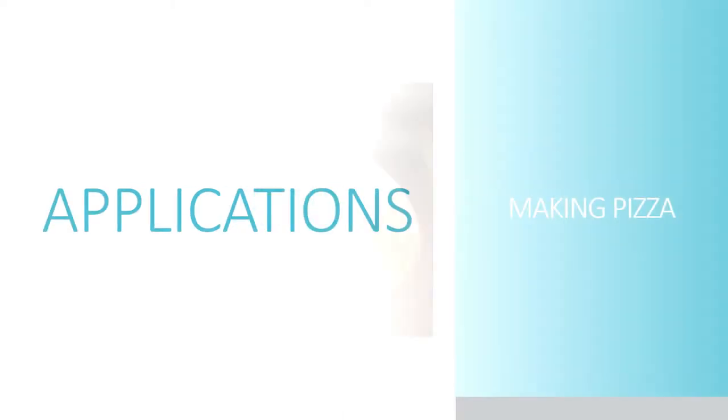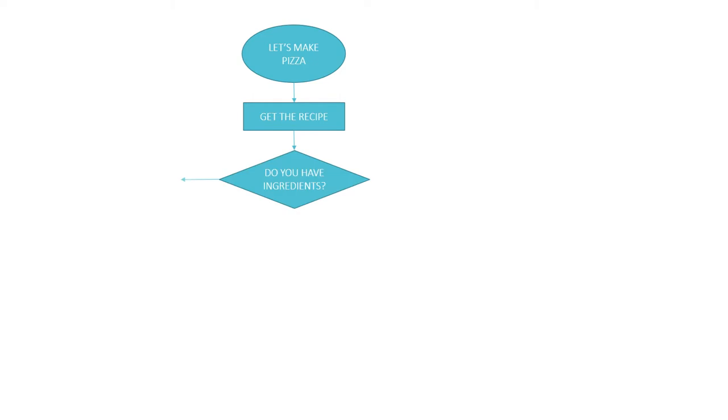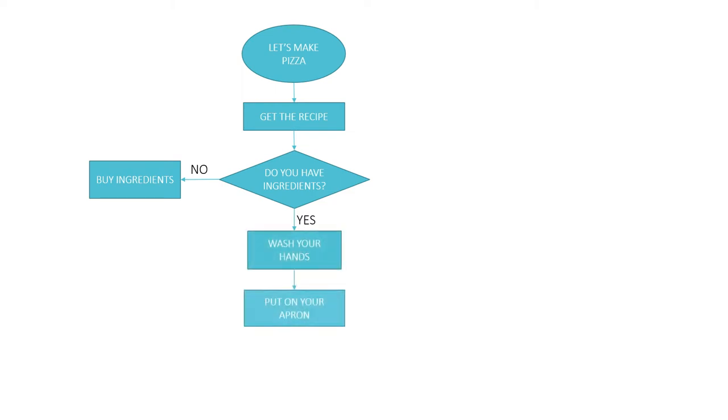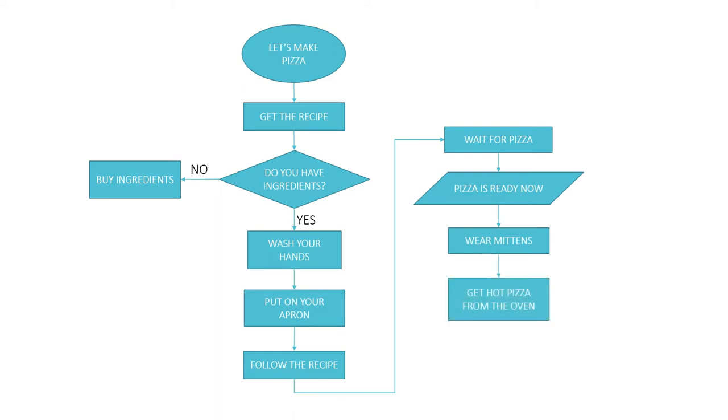Applications of flowchart. Making pizza at home using a flowchart. Now, my son Ayush is going to narrate the making of pizza at home using a flowchart. Making pizza. Let's make pizza. Get the recipe. Do you have ingredients? No. Buy ingredients. Yes. Wash your hands. Put on your apron. Follow the recipe. Wait for pizza. Pizza is ready now. Wear mittens. Get hot pizza from the oven. Enjoy your pizza.